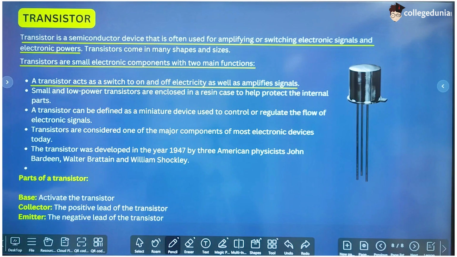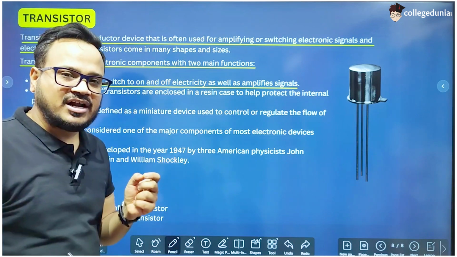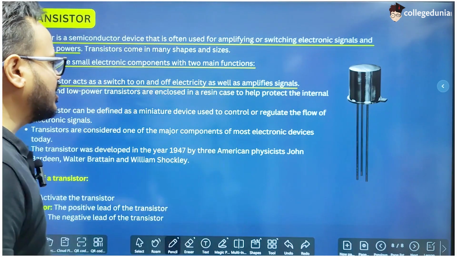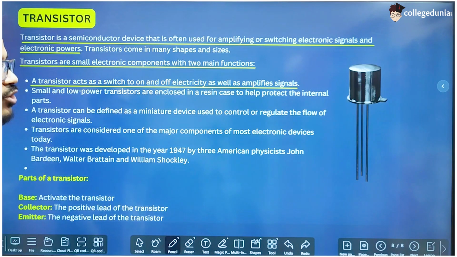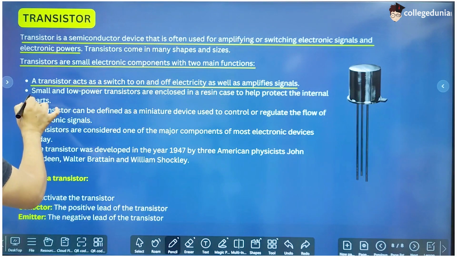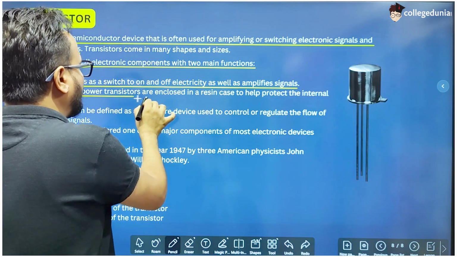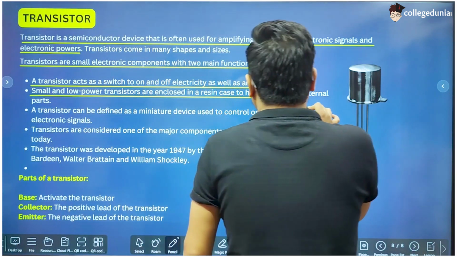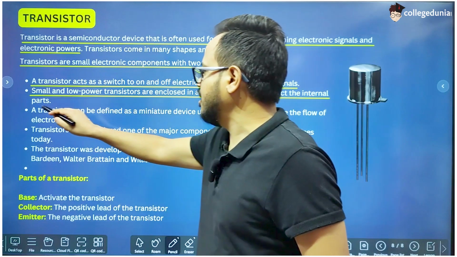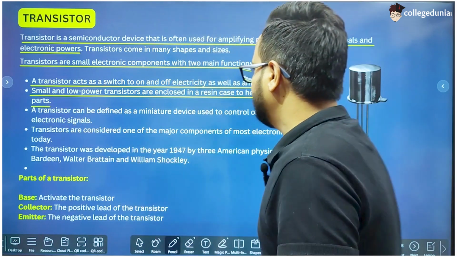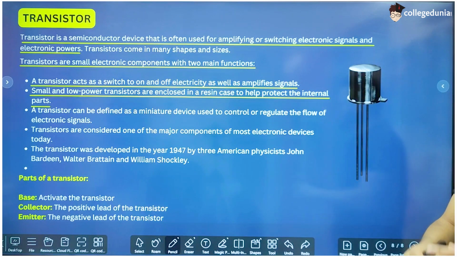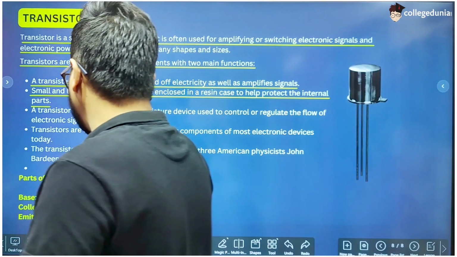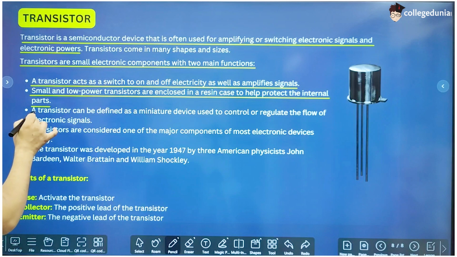This transistor plays the role that was played by the traditional switch in the traditional bulky circuits. So it is used to switch on or switch off electronic signals in integrated circuits. Small and low power transistors are enclosed in a resin case to help protect the internal parts. This is a resin case in which the small parts are kept just to protect them, because those small parts are very delicate. We will discuss the parts of the transistor.